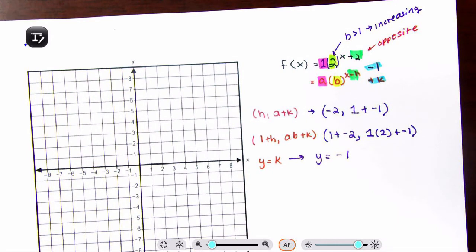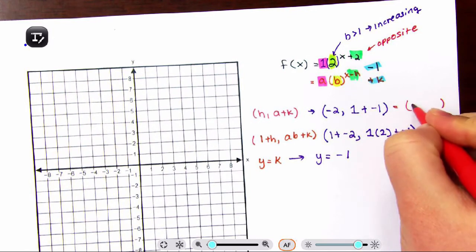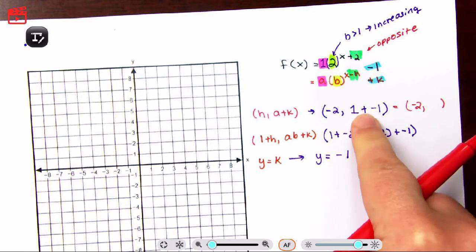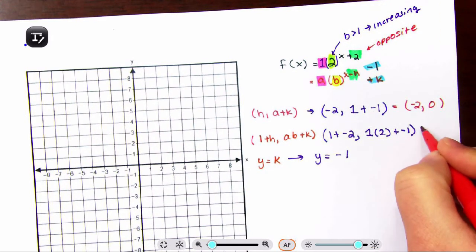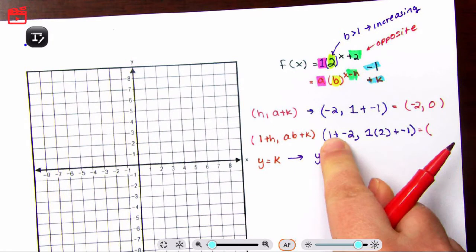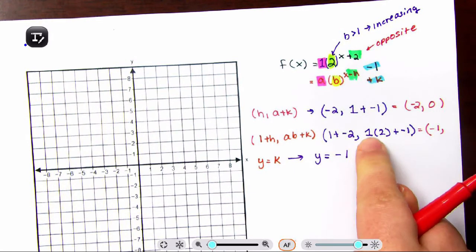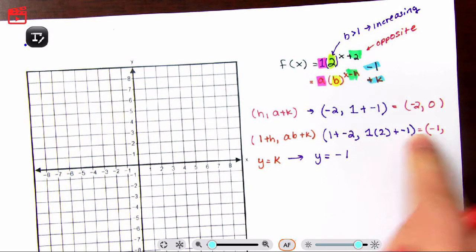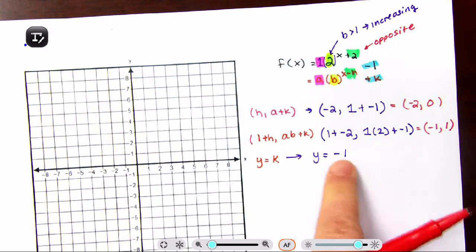Now, you can't really plot this yet because there's a lot happening. So let's simplify. For our first point, I have a -2, comma, 1 plus a -1, that is 0. For my secondary point, I have 1 plus a -2, which means I have a -1. 2 times 1 is 2, minus 1 is 1. And we have our asymptote line.